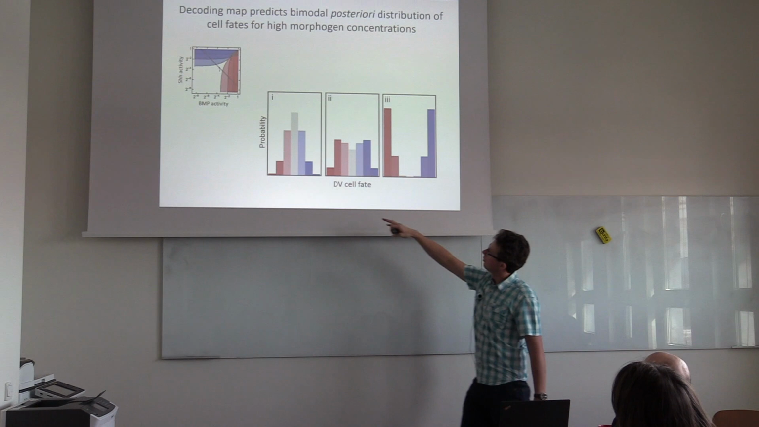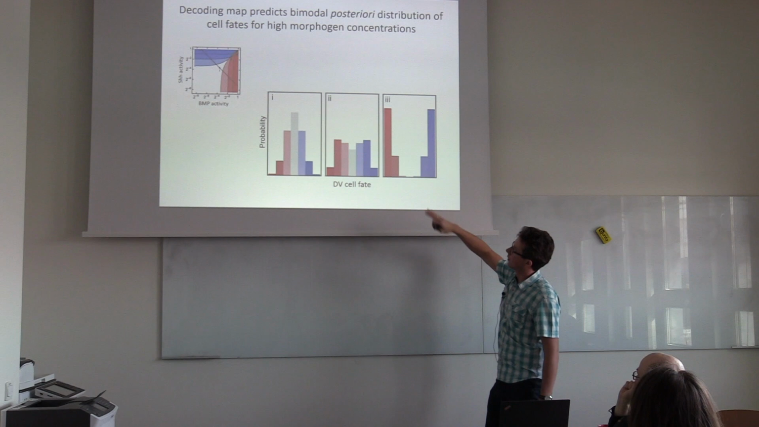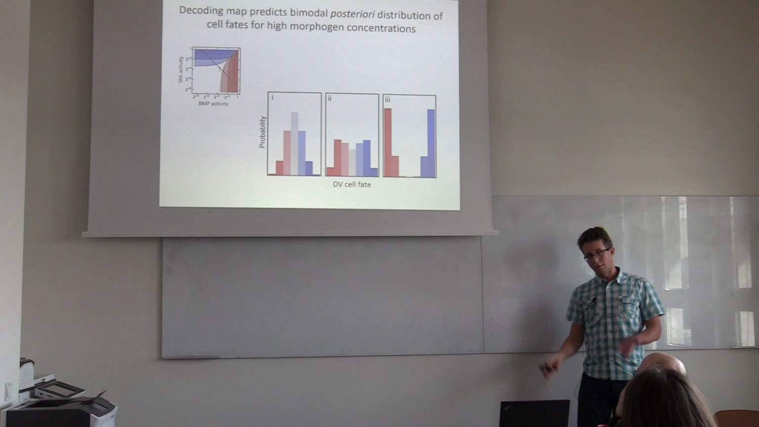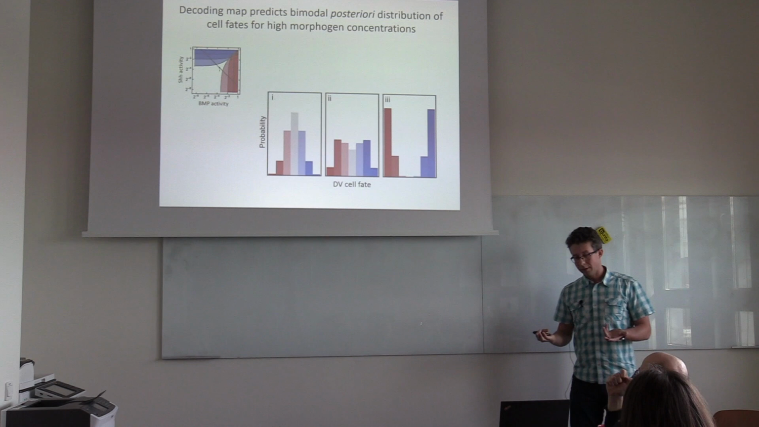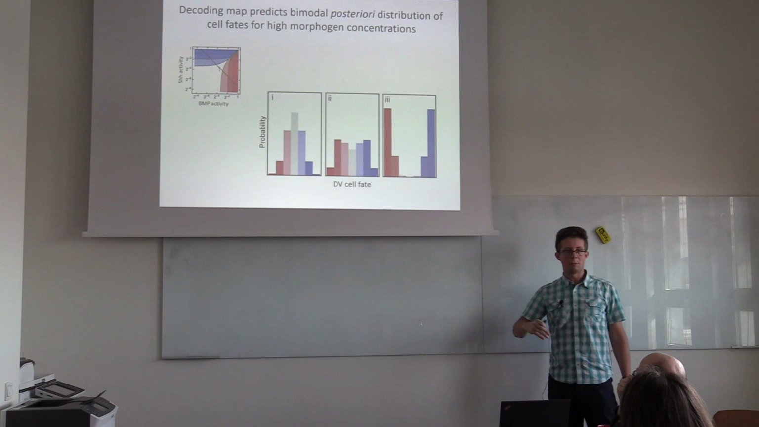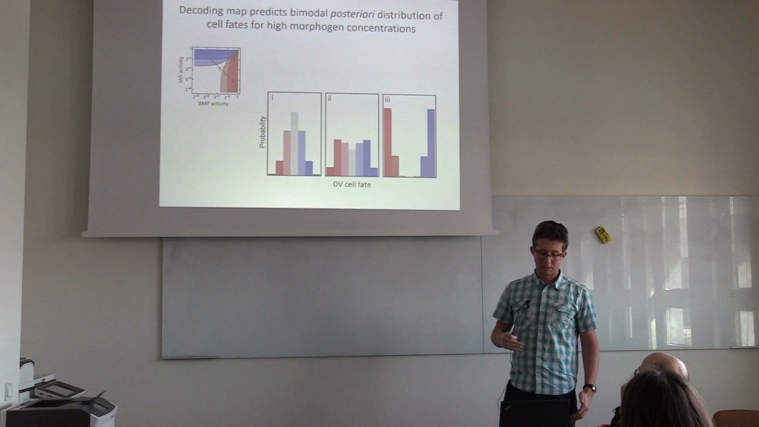And then it turns out that instead of the unimodal distribution that is typical for the wild-type curve, we observe a bimodal distribution where it's either very dorsal or very ventral. Which of course means that if the cells interpret the signal that way, some cells will end up with very dorsal fate, and some will end up with very ventral fate. And this is what we asked people doing experiments to check.